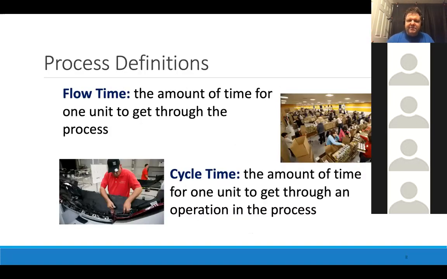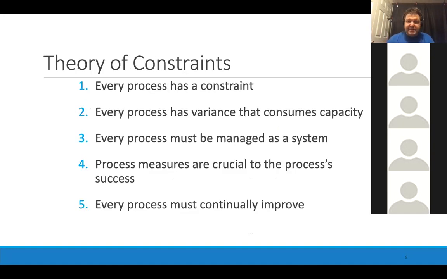Two definitions, flow time and cycle time. Cycle time is how long it takes to do one step of the process. And then flow time is how long it takes for one item to go through the process. So all the cycle times added up become the flow time. If you can reduce the cycle time, you reduce the flow time, because again, they're added up to make one step of the process. And capacity, the more capacity there is, the more items that can go through the process, which means the lower flow time overall.